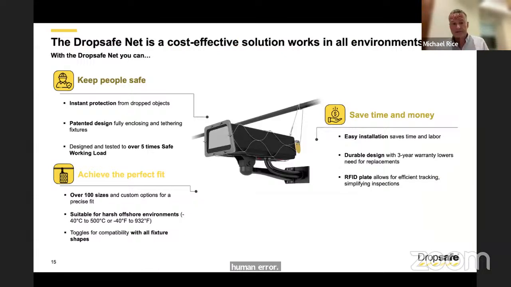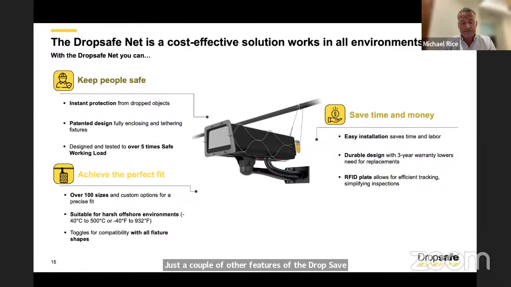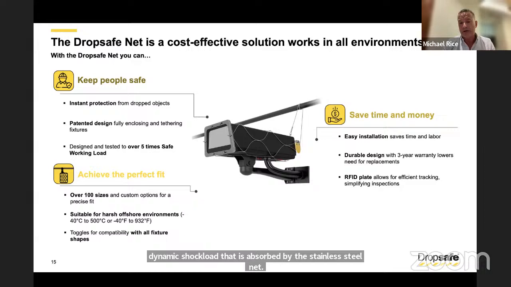Just a couple of other features of the Dropsafe products I mentioned earlier. We have 100 different sizes of nets. This is actually critical when you are using safety nets on fixtures to make sure that the net fits snugly around the fixture. Stainless steel is an incredibly strong material under a tensile stress, but unfortunately, when a dropped object occurs, it's a dynamic shock load that is absorbed by the stainless steel net. So it's critical to make sure that the drop height is minimized, but also that there's the least amount of slack in the nets as possible.